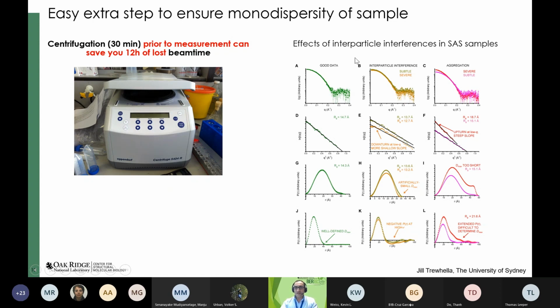The monodispersity of the sample is good enough for you to get good quality data. And when you start having interparticle interference, here is the case where we have a repulsion. It is not a very strong repulsion in this case, but a subtle repulsion, where you see a downturn in the low Q. This downturn means that the sample does not like to be close to each other. They repel each other. And what you observe in the P(r) is that the Dmax approaches the maximum distance very shortly.